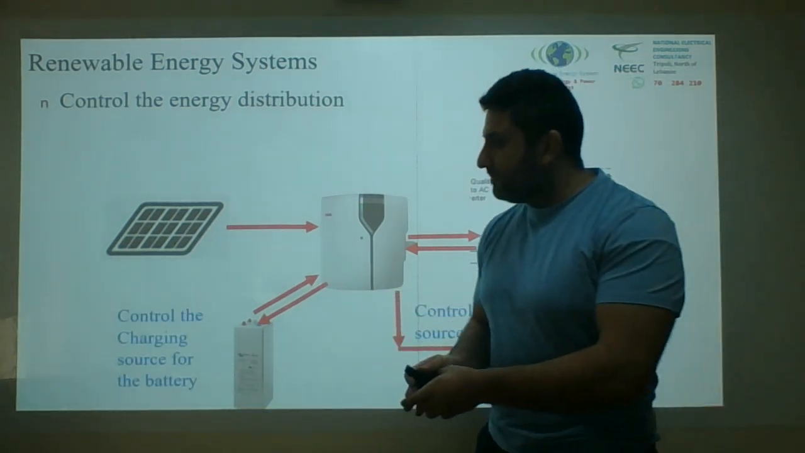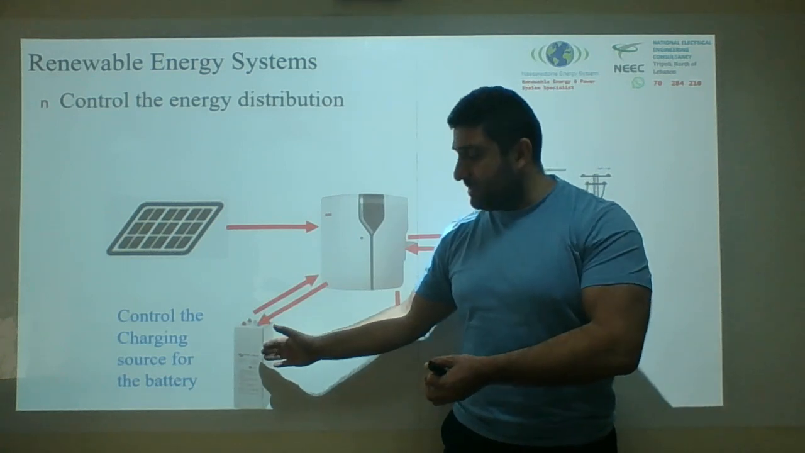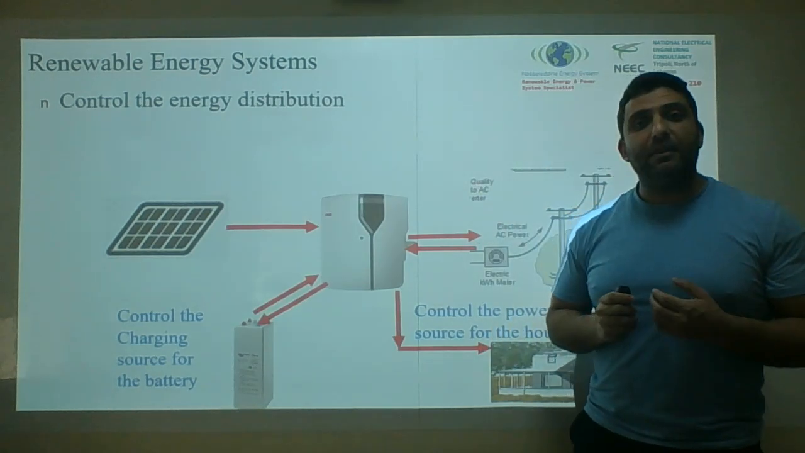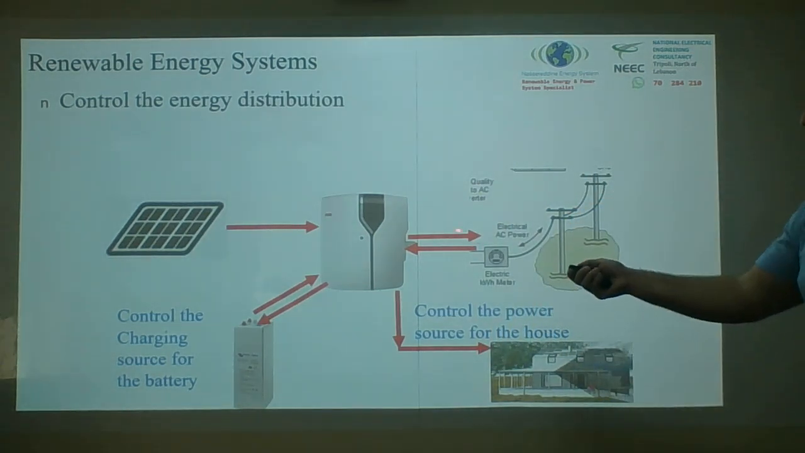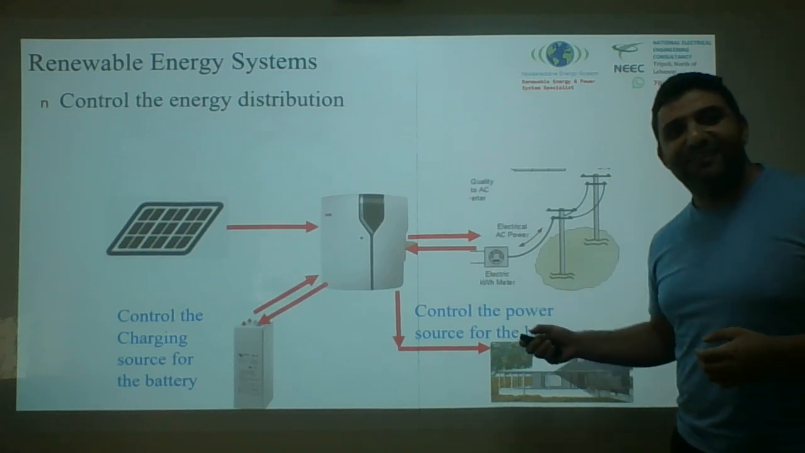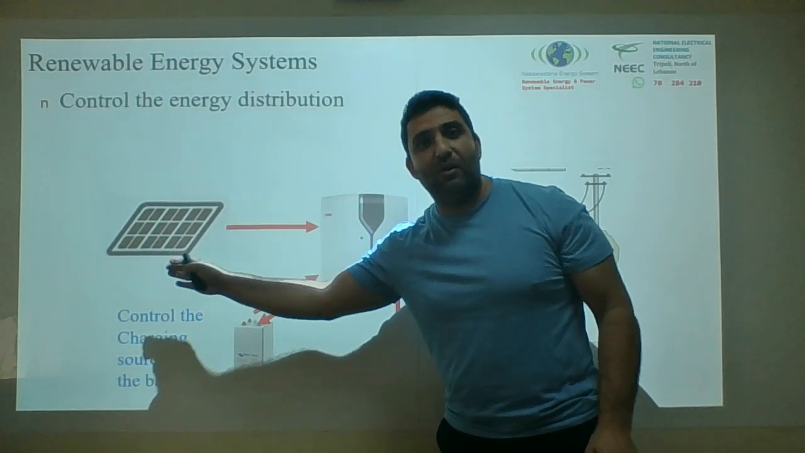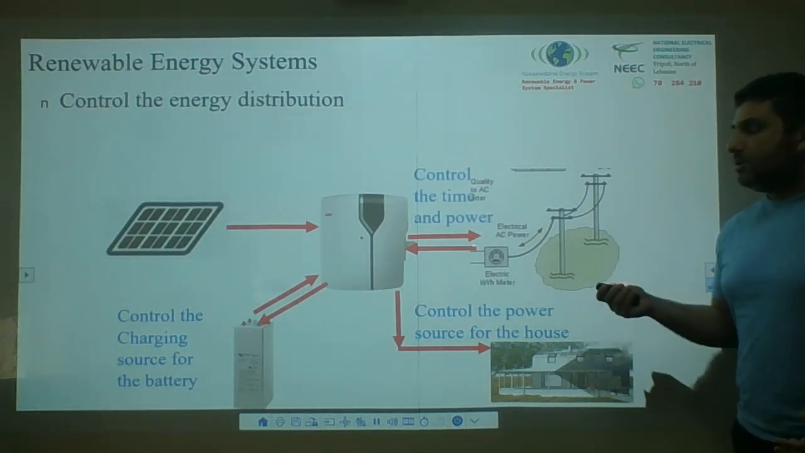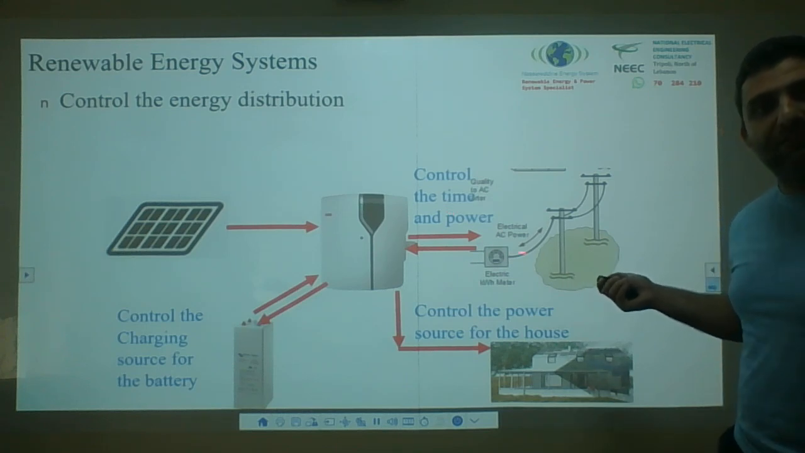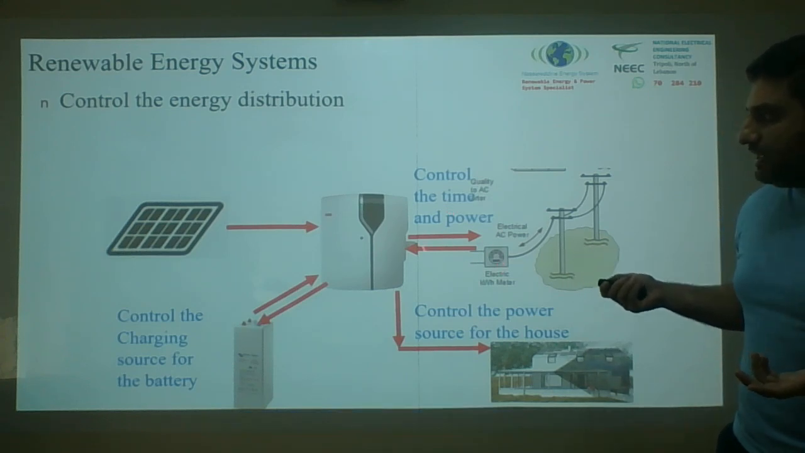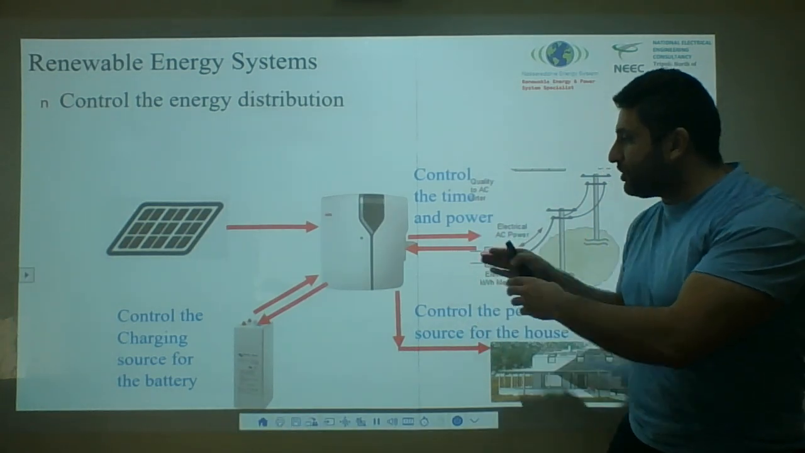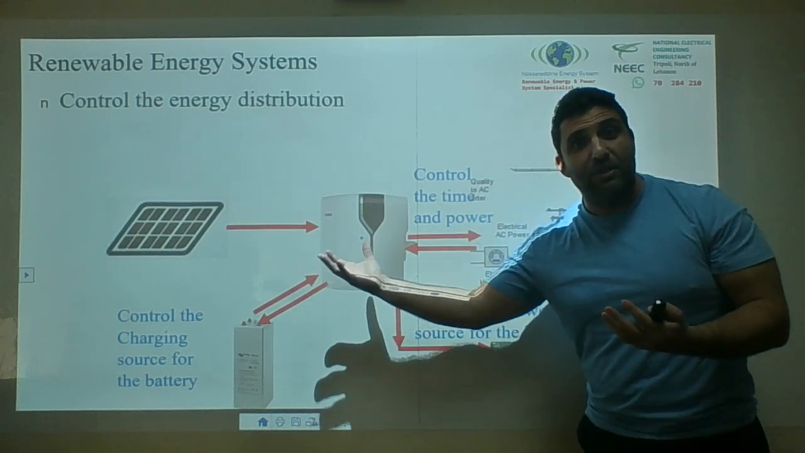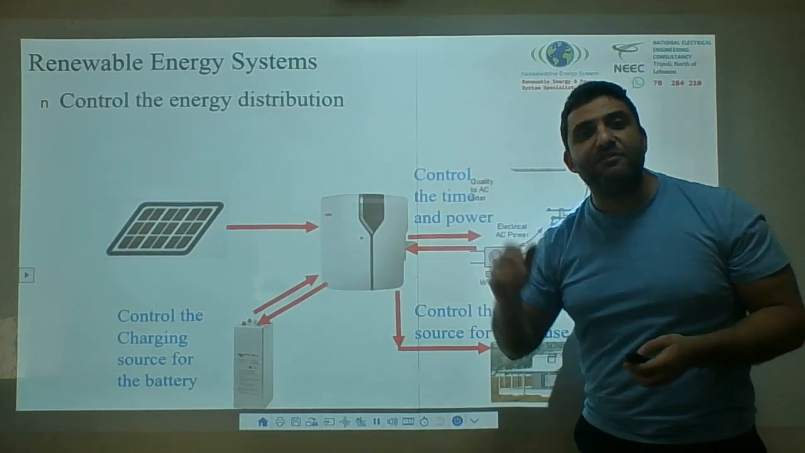Control the charging source. For example, I need this system to be powered only from my PV solar system. Or do you need it also to be powered from the grid as well? Do you want to charge your battery using only solar or also the grid? Control the time and the power. What time do you want to take from the grid? Like I said, in some countries I want to minimize the power injected from the grid to my house during peak hours where the cost is very high.